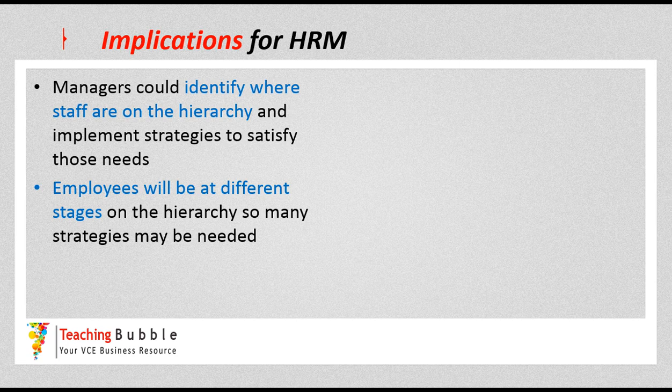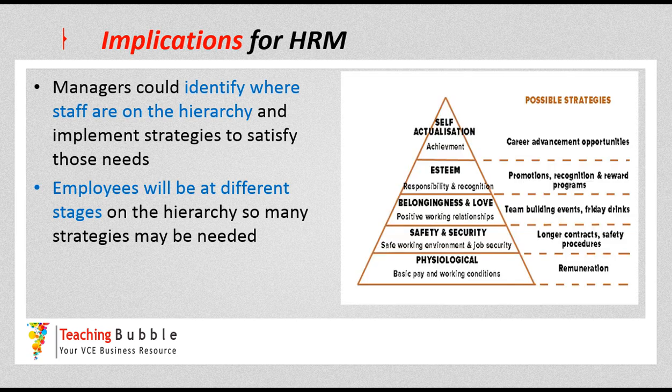So in order to push employees up the hierarchy, it's important to understand that they will be at different stages on the hierarchy, and therefore many different strategies may be needed in order to satisfy those different needs. And they're just a couple of examples of some strategies that could be used at each level. So if we just pick a couple out there, longer term contracts or safety procedures to meet the safety needs, promotion, recognition and rewards programs to help the esteem needs and push them up to self-actualization.